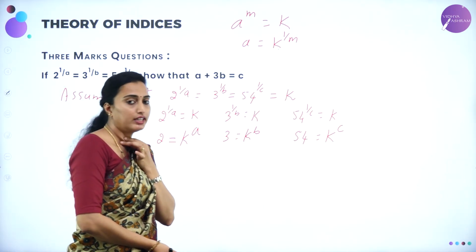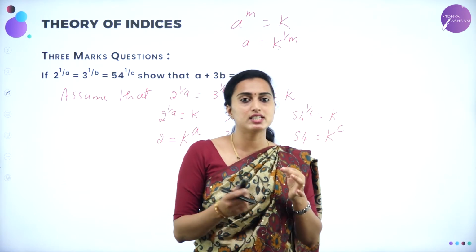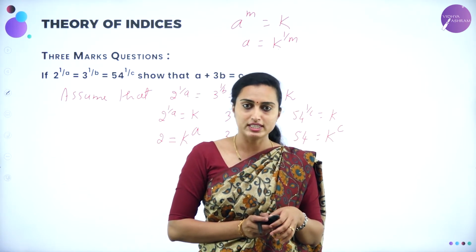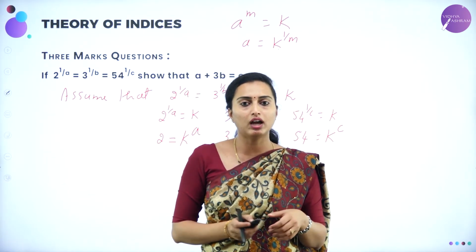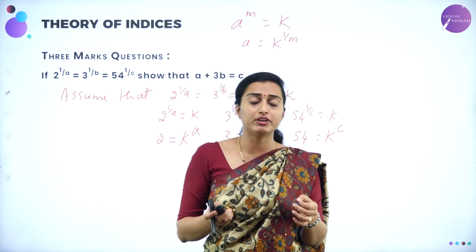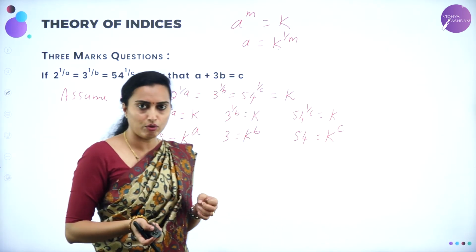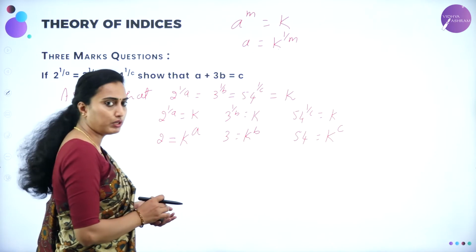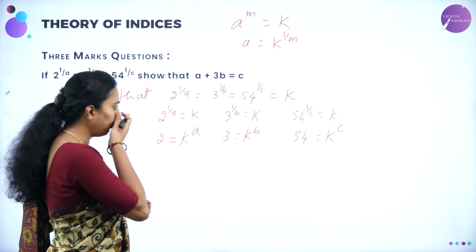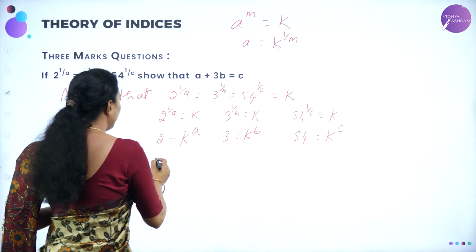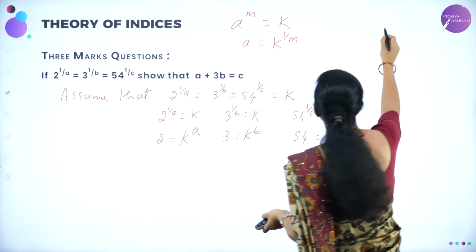9 6s are 54, isn't it? Or 18 3s are 54. So how are we going to write that? I am going to write 54 can be written as... see, 54, otherwise you are going to find out.